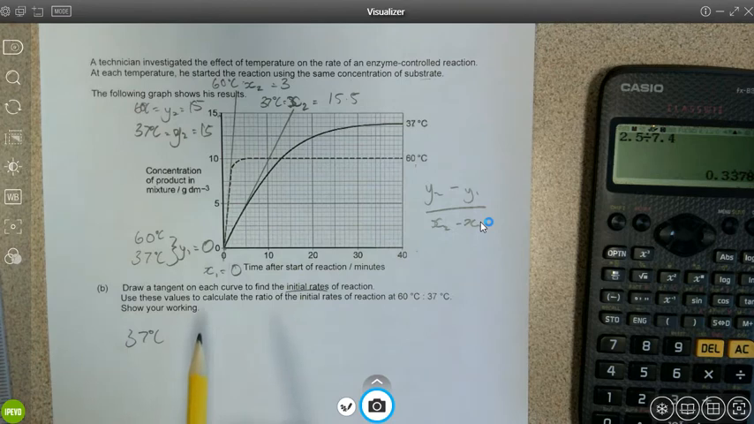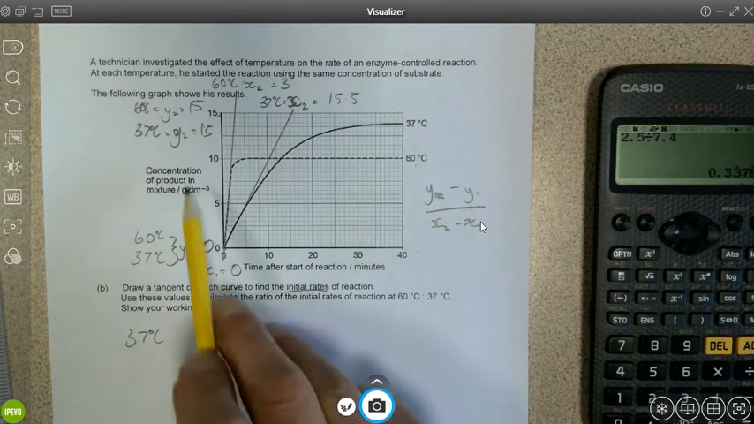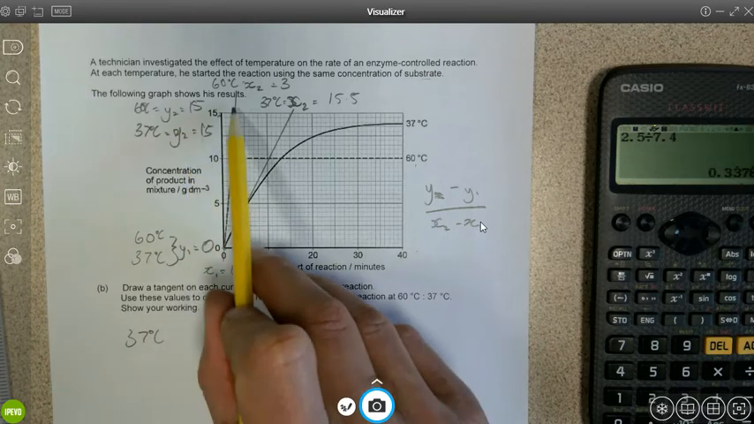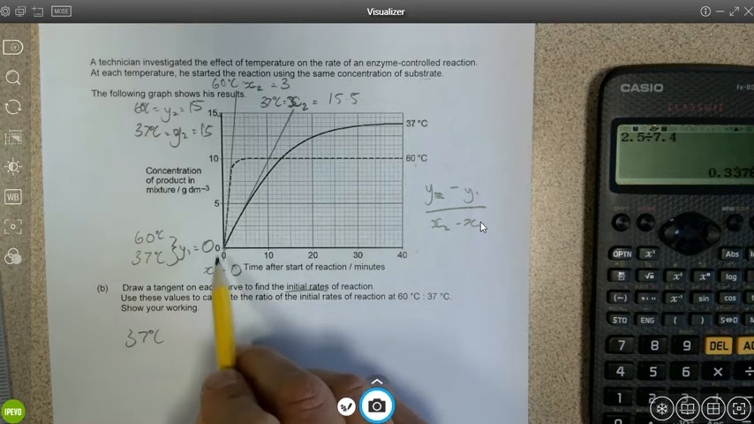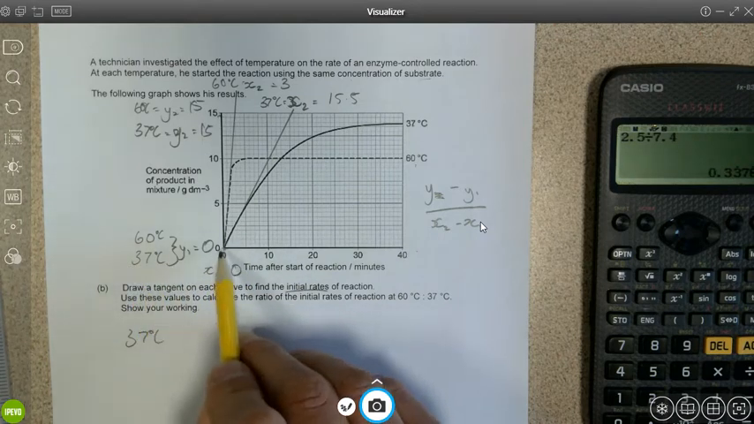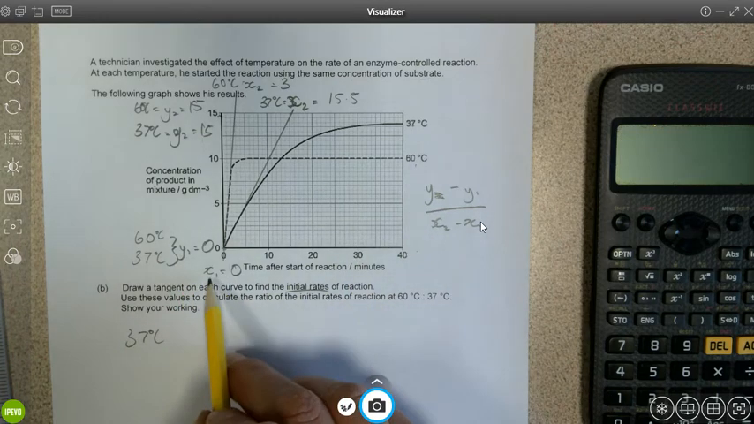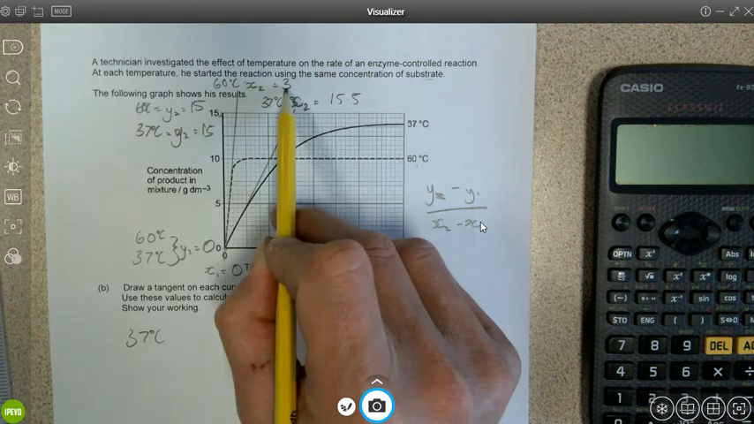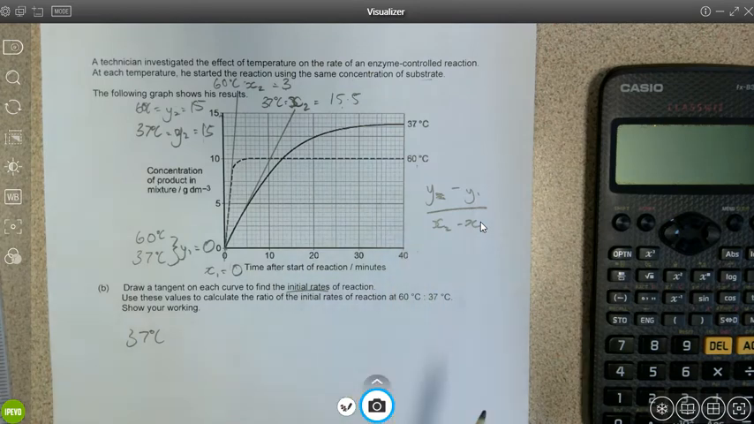We determined that the final concentration of Y for both was 15 because we've extended it right to the top of the scale there. The initial concentration for Y was 0. So Y1 is 0. For X1, that's the initial time, that's going to be 0. And then X2 for 60 degrees was 3. X2 for 37 degrees was 15.5. So we need to put that all together then.